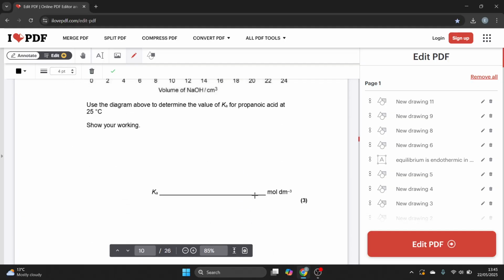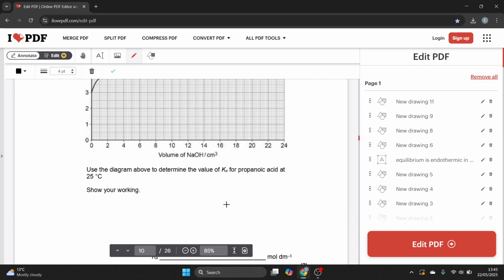Okay, use your diagram to calculate the value of Ka. And one thing I've noticed from these past papers is they love to include diagram questions, especially with Arrhenius equation and thermodynamics. That topic especially. But you might expect to see a couple of them in acids and bases, like this, for example. So how would I work out Ka?